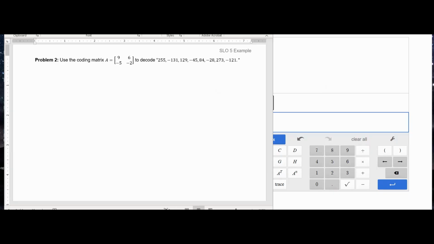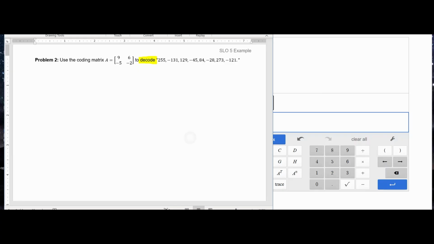Let's try our next example. This time, we're given the coding matrix and we are asked to decode this message. I know that message looks really long because there's 8 different numbers in the message, but that's okay. We're going to approach it the same way we do when we're decoding with 4 numbers.